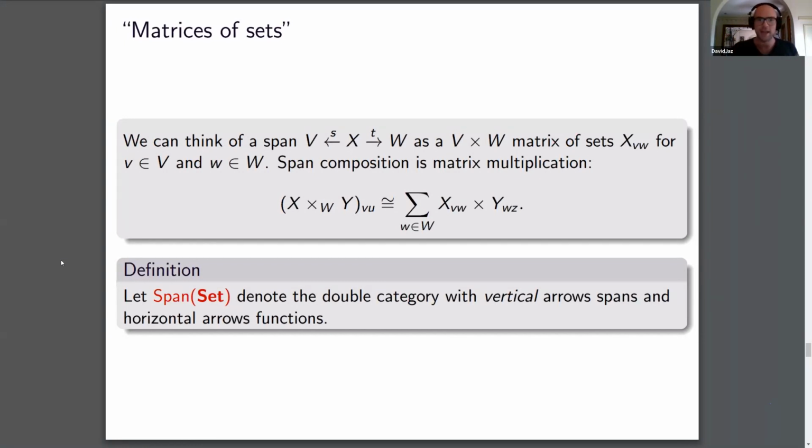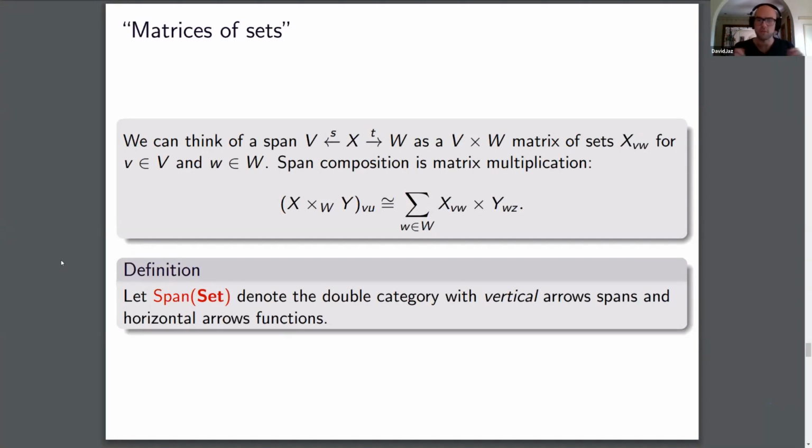If you're working with finite automata, these things can be really finite. If you're not, I need to explain what I could possibly mean by having a vector of all trajectories and a matrix that you get out of this very infinite system. So what I really mean here are matrices of sets. This is a common tool in category theory where we can think of a span as a matrix of sets. Given an element V of V and an element W of W, we can look at all the elements of X that map to V and to W, and we call that X_VW.